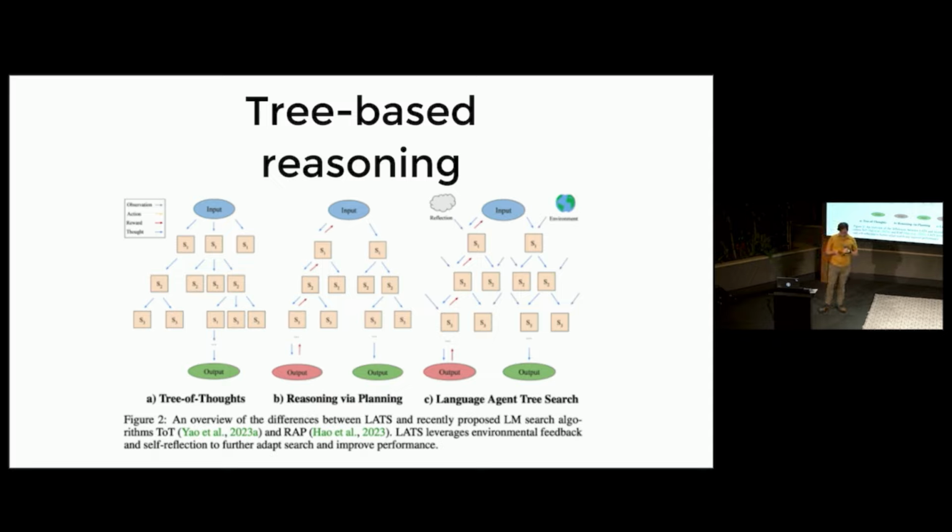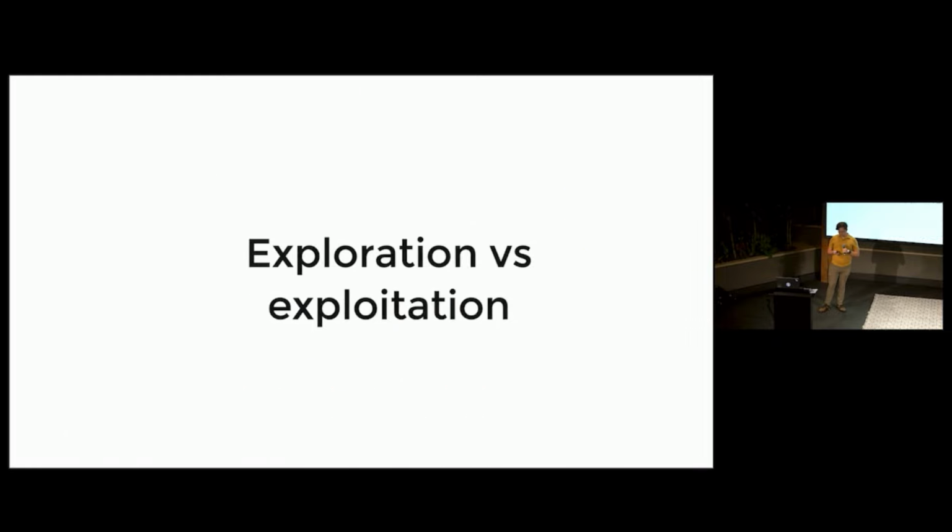There are several different variants of this, including tree of thought, reasoning via planning, and language agent tree search, which is the one that we built into LlamaIndex. But they have some fundamentals in common, which is that they don't know in advance how they're going to get there. They just know that they can build a plan.